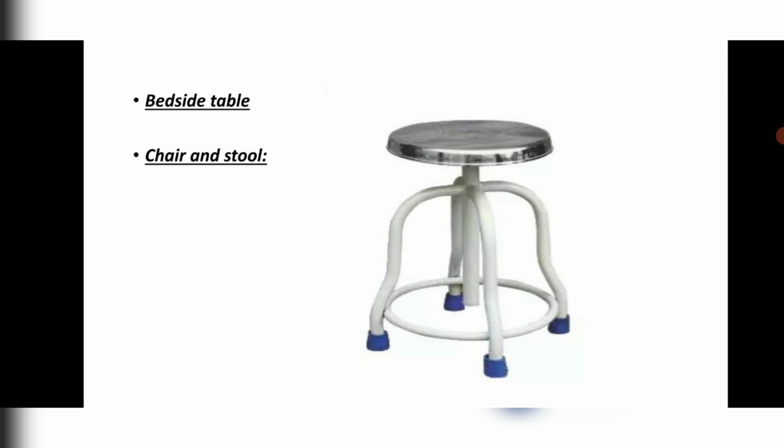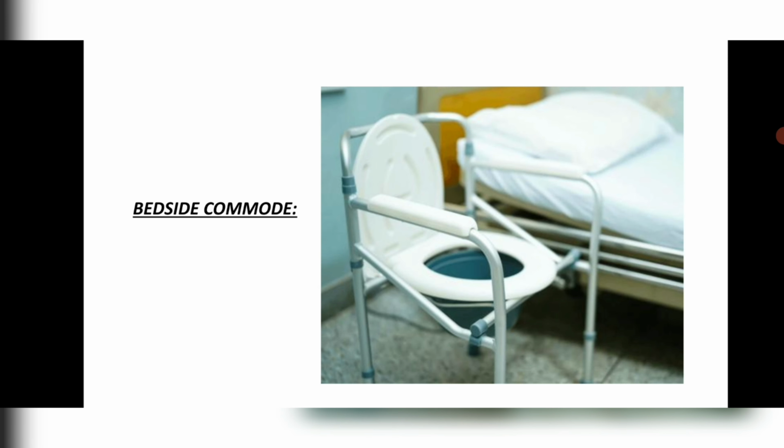Most clients' units have at least one straight back chair with or without arms and a stool. The workers and the visitors should sit on the chair and not on the client's bed. Then bedside commode. Bedside commode is a chair or wheelchair that has an opening in the center of the seat under which a bedpan can be inserted. The bedside commode is preferred to bedpan because the client can be seated in the sitting position during defecation and urination, a position most comfortable for the client.